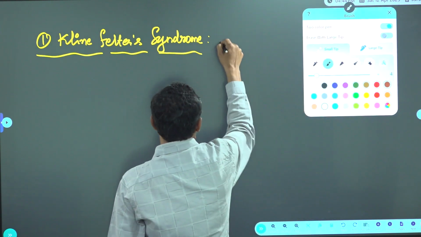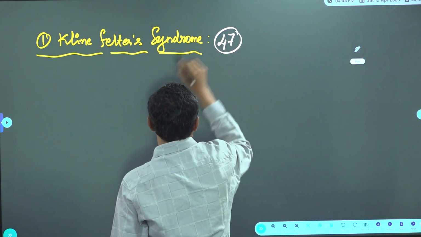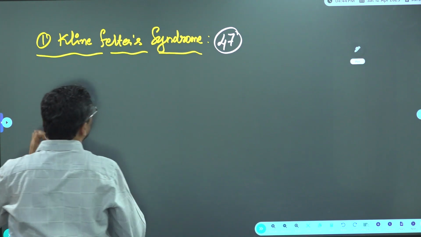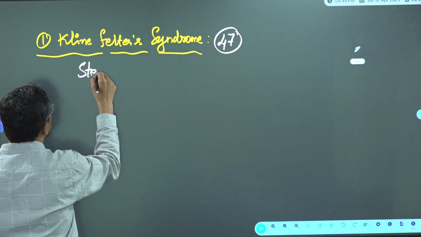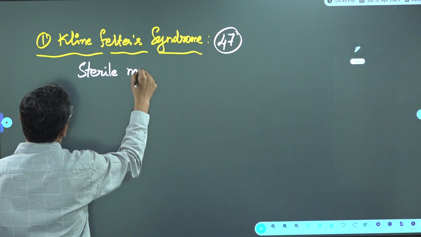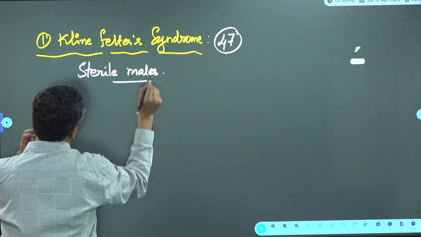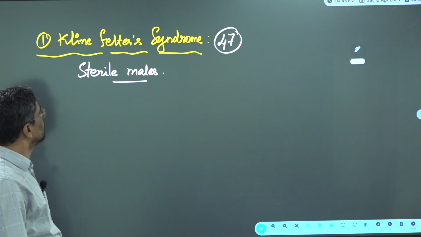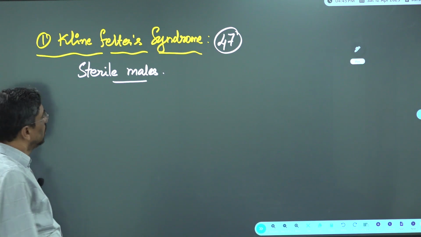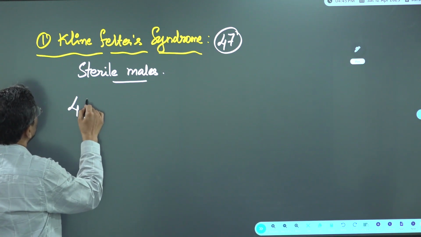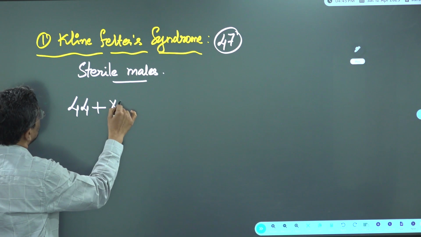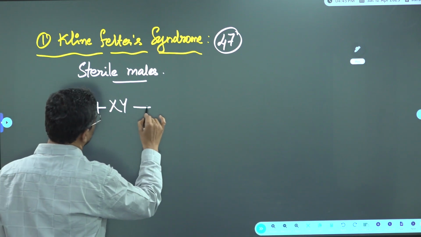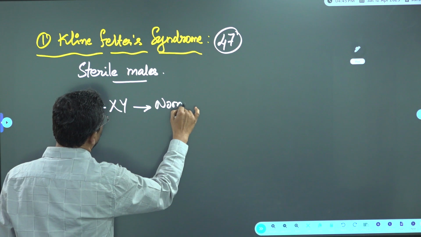Here, the number of chromosomes is 47. So these are sterile males, that means impotent males. So that means they have 44 plus XY. This is a normal male.